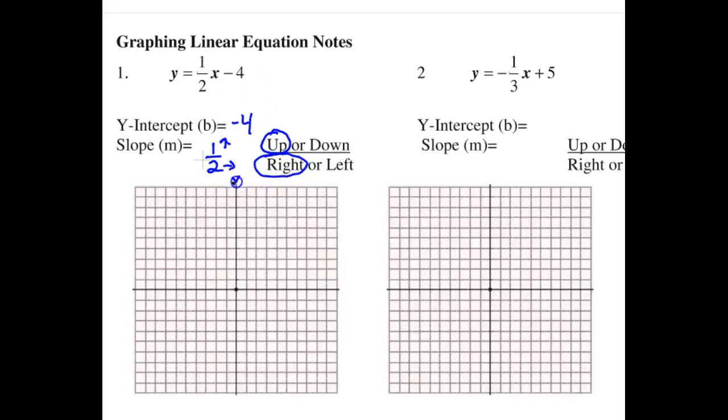So remember, this is the y-axis, so you're going to start at the middle and you're going to go down 4, 1, 2, 3, 4. That's the y-intercept. And then you're going to use the slope, up 1, right 2, and do it several times so you can get a nice straight line. Remember, you can also go the other direction, down 1, left 2, and it'll still be on the same straight line.